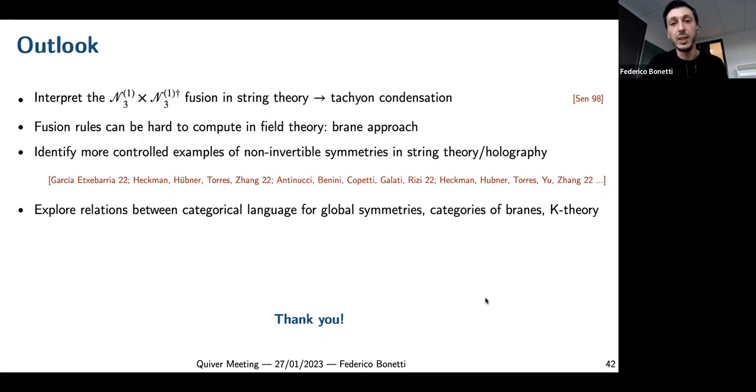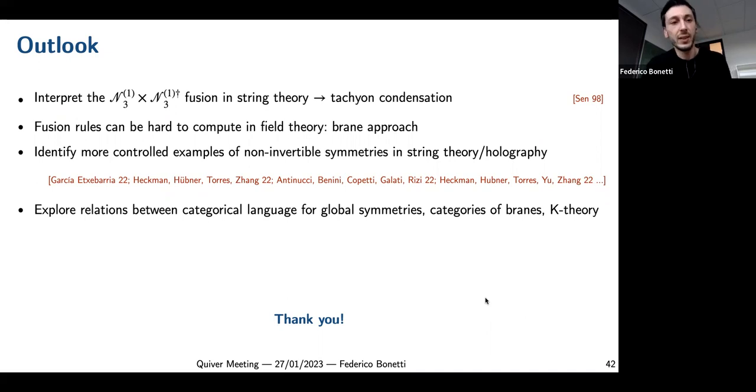But it seems indeed that the notion of tachyon condensation between branes and antibranes is the natural explanation for the appearance of the condensation defect in the field theory side. More generally, as I mentioned, fusion rules can be tricky to compute in field theory, also due to the algebra of these TFT dressings, which can be quite intricate. Can branes give us a different approach that might be useful in some instances?